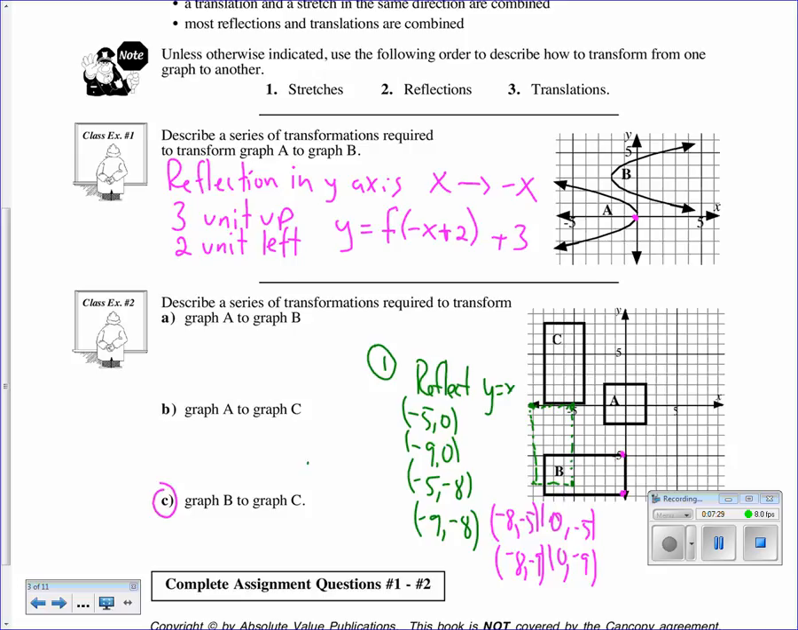So y has to have 8 added to it. And the x has to get replaced with, now it's a shift to the right, which means my x has to change to x minus 1. And that's going to shift the graph into the position indicated.